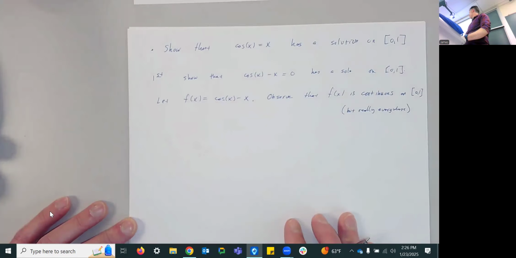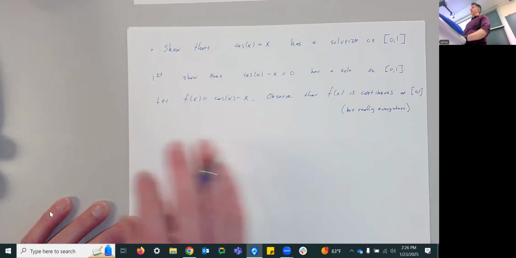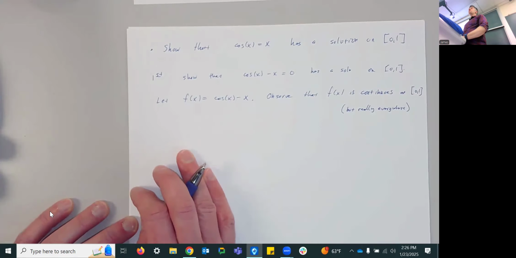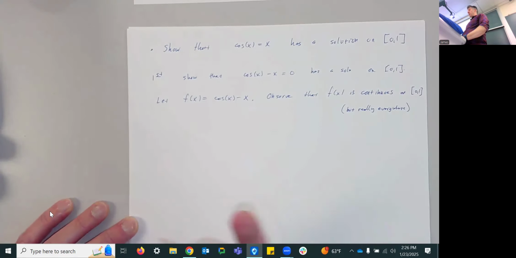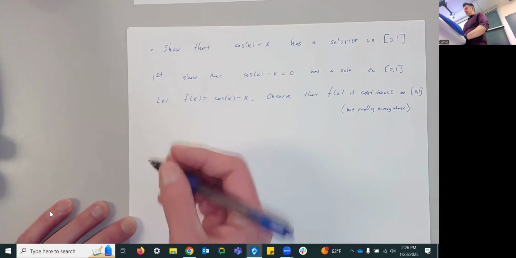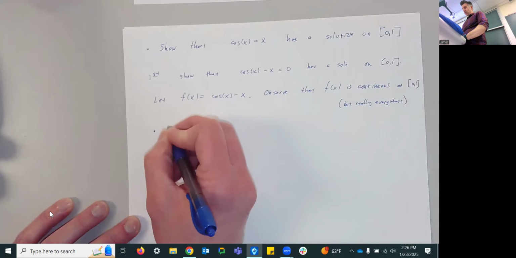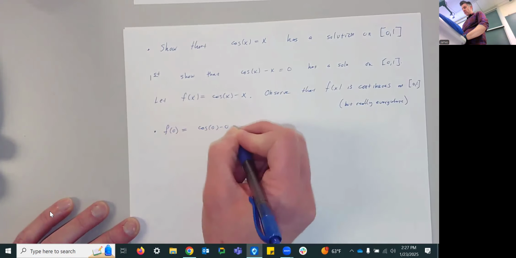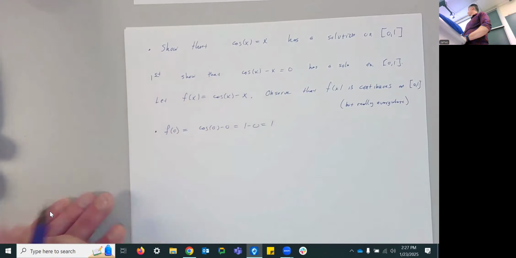Okay. Now our job is to find a value of x that makes it negative and a value of x that makes it positive. Usually we do this by plugging in the given endpoints if we are given endpoints. But, well, let's see what happens here. If we do f of 0, that is cosine of 0 minus 0, which is 1 minus 0, which is 1.